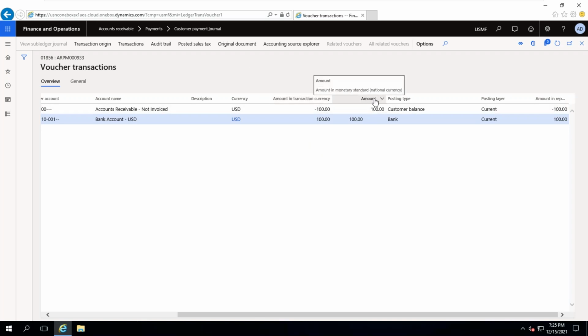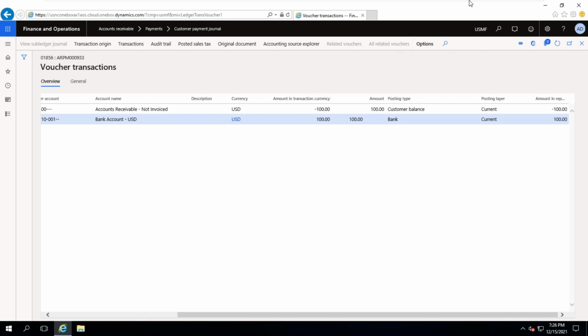First is amount, meaning amount in accounting currency. This is called national currency or monetary standard. Amount in monetary standard or national currency means wherever the company is located, that company's currency is the amount in accounting currency. This is the reporting currency. For extra reports, if you want, you can get another currency. Transaction currency means whenever you are doing import or export, currencies will change. That is transaction currency.